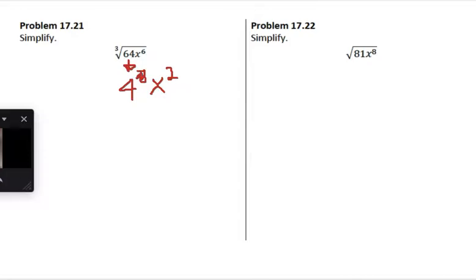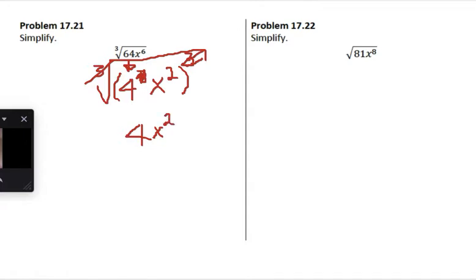Okay, so let me just do it this way. 4 times x squared is cubed. So when we cube 4 times x squared, we will end up with 64 times x to the 6th. So what we have inside the cube root is this expression. Remember, the cube root and the cube will cancel out. So we will end up with 4 times x squared. Okay, so the first one, the result is 4x squared.